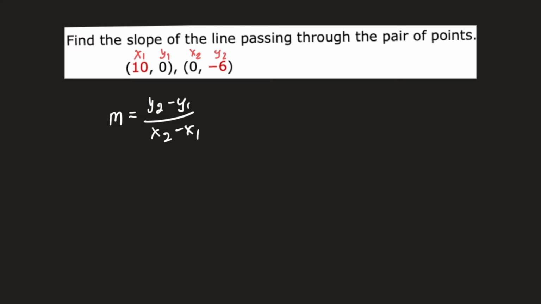So plugging it into the formula, I have y2, which is negative 6, minus y1, which is 0, divided by x2, which is 0, minus x1, which is 10, giving me negative 6 over negative 10. Two negatives make a positive, and we will reduce 6 over 10 to 3 over 5.